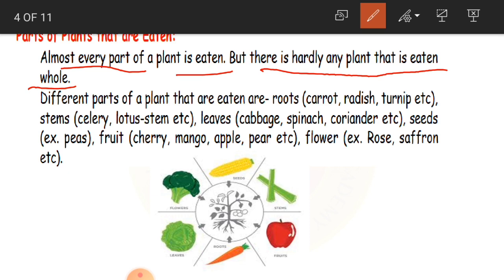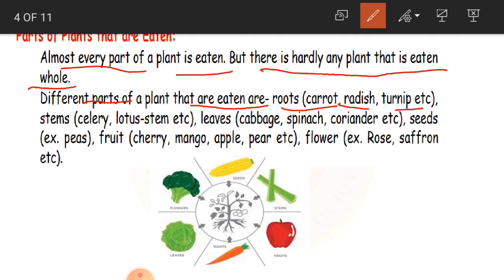So we do not eat the plant as a whole, but at the most we eat every part of the plant. Okay, children. For example, different parts of a plant that are eaten are roots. Roots, like carrot, radish, turnip. Actually, these are the roots of the plant. So in the sense, what? We are eating the roots of the plant in the form of vegetables. We are not directly eating the roots, but for the plant, these roots are nothing but the vegetables we eat.